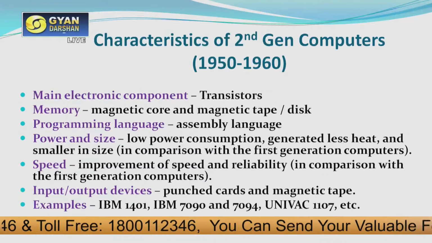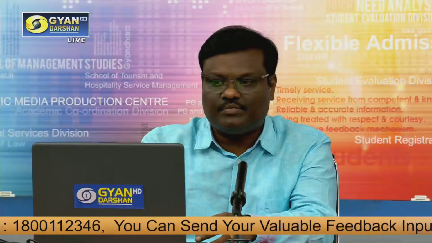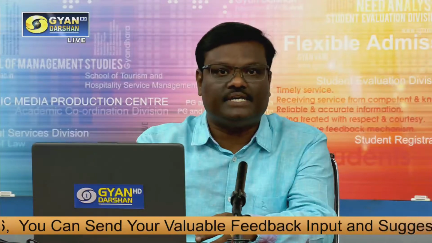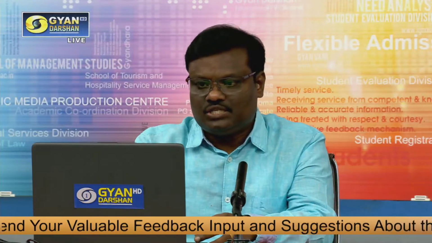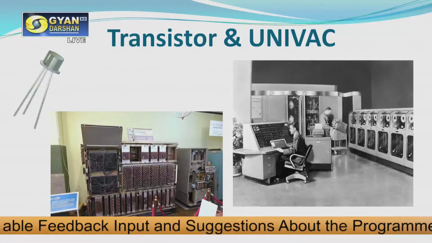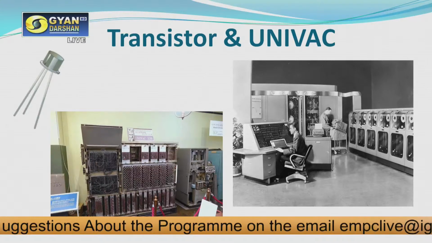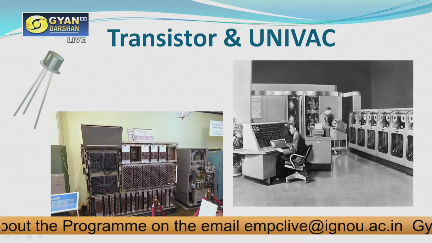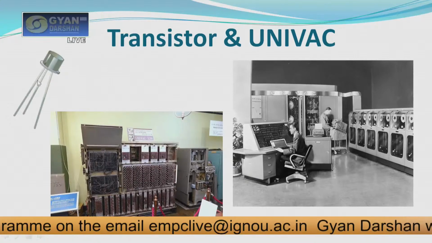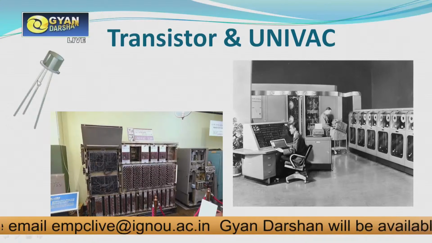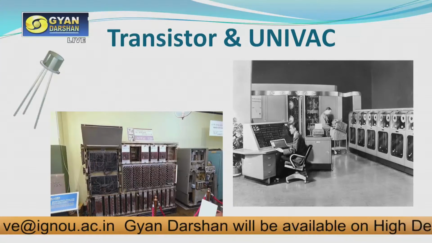So these were the details about the second generation computers, wherein the main electronic component is the transistor. This is the UNIVAC machine you can see on the lower left side. The transistor you can also see here, and the computer size was hugely reduced when compared with the first generation computers.